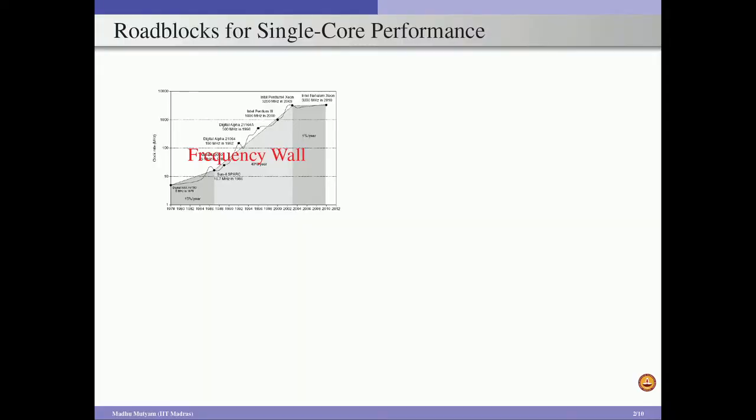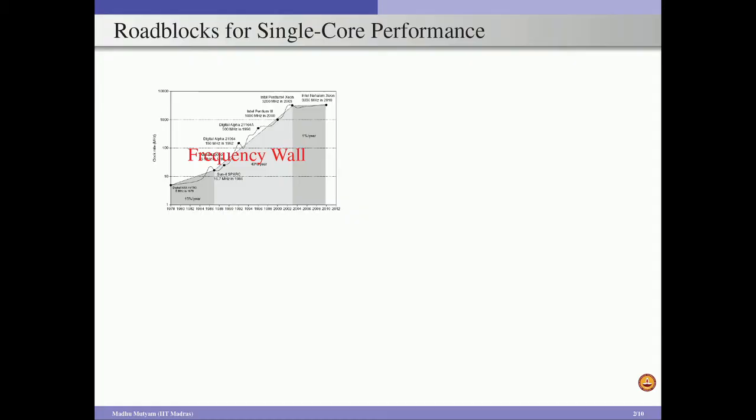To tackle these thermal issues, we should not increase the clock frequency significantly. This is called the frequency wall. We cannot scale up the frequency beyond a certain value, and if we do, we are going to have power and thermal issues. As a result, we should not go for significant frequency scaling.